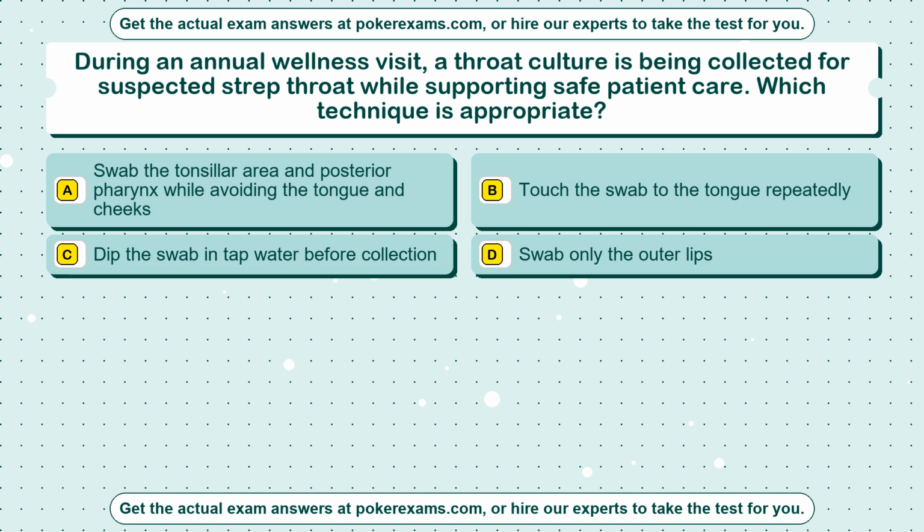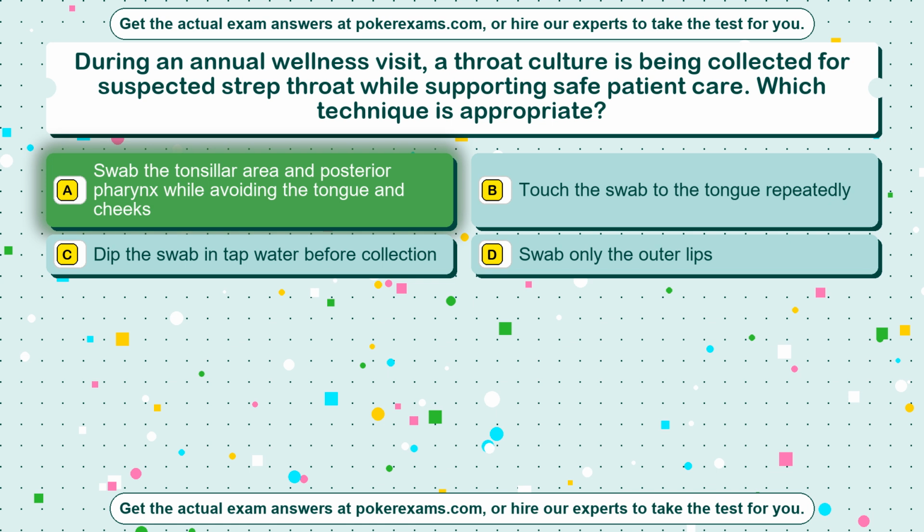Option A, swab the tonsillar area and posterior pharynx while avoiding the tongue and cheeks. Option B, touch the swab to the tongue repeatedly. Option C, dip the swab in tap water before collection. Option D, swab only the outer lips. The correct answer is option A, swab the tonsillar area and posterior pharynx while avoiding the tongue and cheeks.